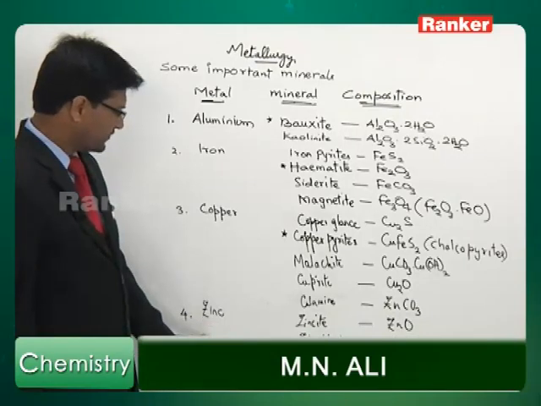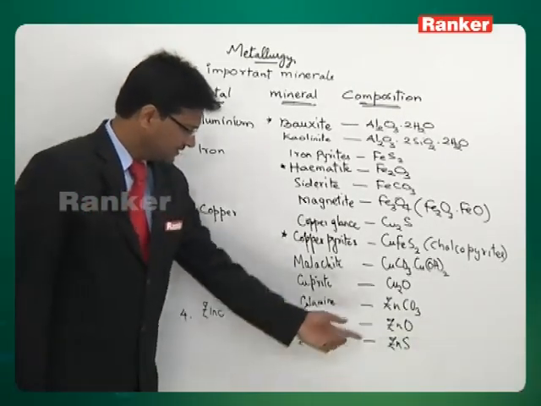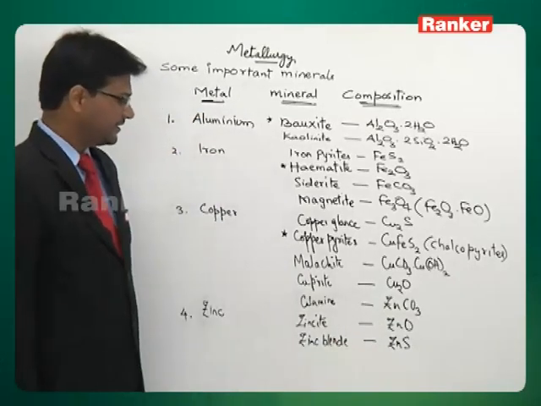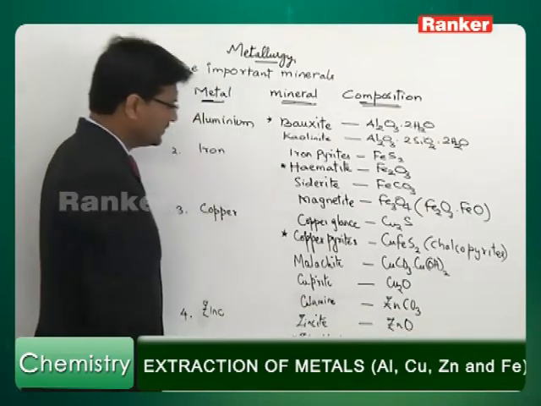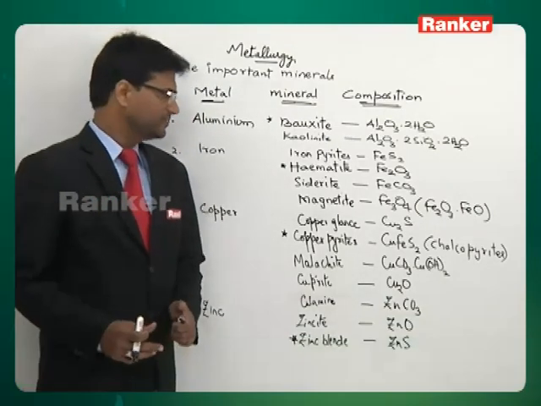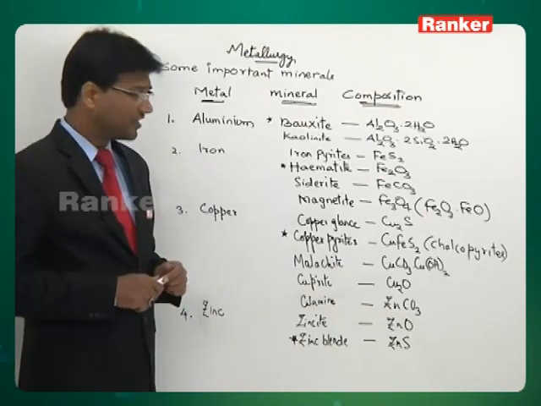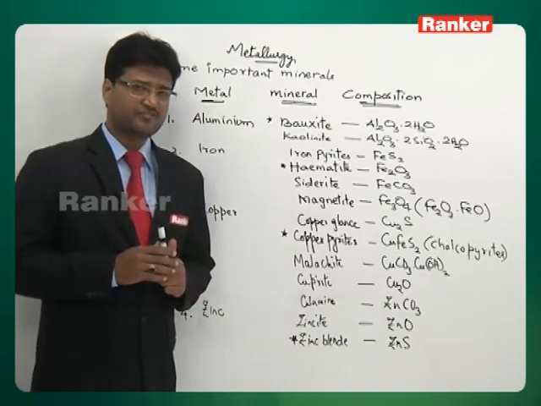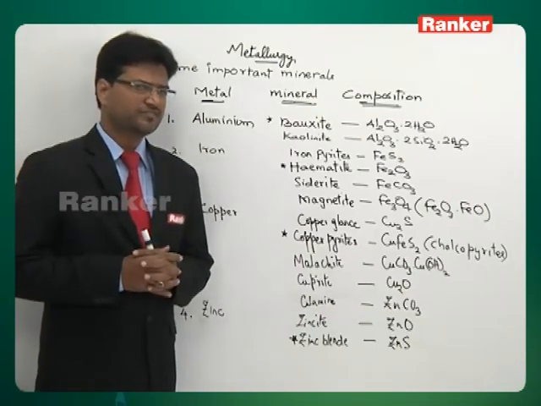And then ores of zinc. Calamine is a carbonate ore of zinc. Zincite is an oxide ore, and zinc blende is a sulfide ore of zinc, and this is the chief ore of zinc. Zinc is mainly extracted from zinc blende. Copper is mainly extracted from copper pyrites, also called chalcopyrites. Iron is extracted from hematite ore, and aluminium is mainly extracted from its bauxite ore.